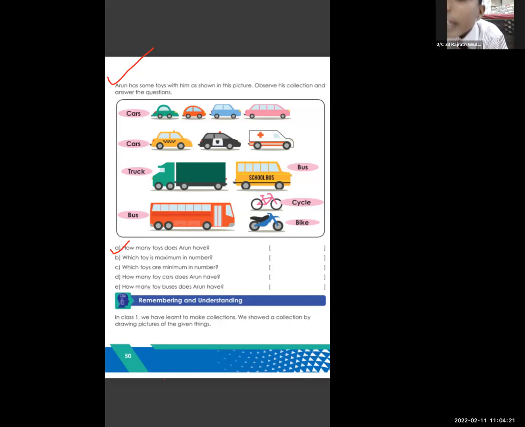Arun has some toys with him. Can you tell me how many toys? Just count and tell me. कितने toys है अरुण के पास? वो count करो और बताओ मुझे. 1, 2, 3, 4, 5, 6, 7, 8, 9, 10, 11, 12. 12. Yes, very good. So Arun has a total of how many toys? 12 toys. कितने toys है? 12.